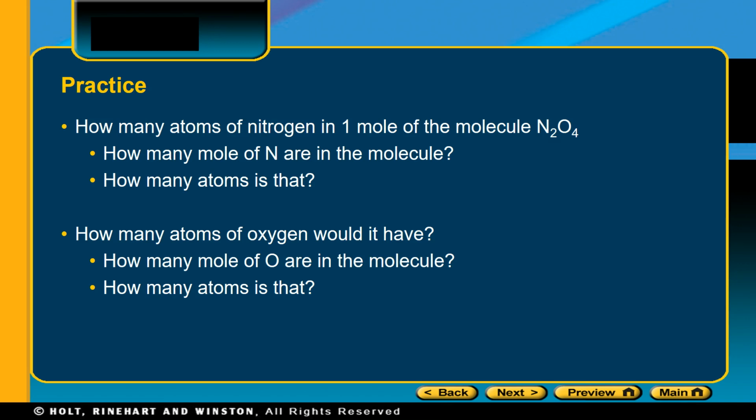So the first thing that I have to figure out, in 1 mole of N2O4, or in 1 mole of dinitrogen tetraoxide, how many moles of nitrogen are in that? So I have a subscript of 2 right there, so I have 2 mole of nitrogen. Now, to figure out how many atoms of that, what am I going to have to do? I'm going to take my 2 mole of N times Avogadro's number.